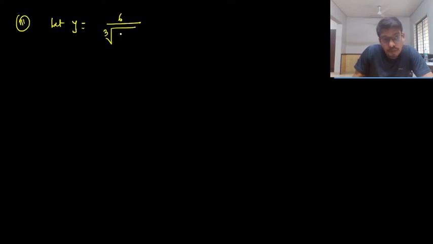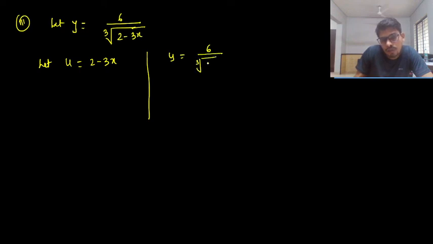Let's see one more example. This will be a little bit complex. So let the third one, suppose y you have given in the form of 6 upon cube root of 2 minus 3x. Okay, so this part is looking different. Take it as u, basically u, then u will be 2 minus 3x, and therefore y will look like 6 upon cube root of u.